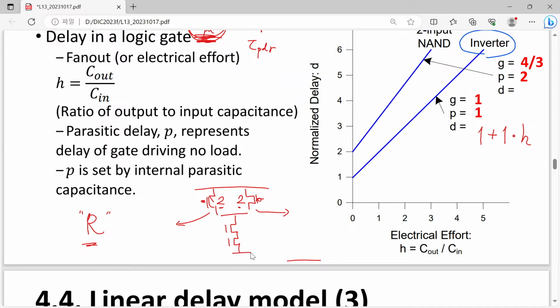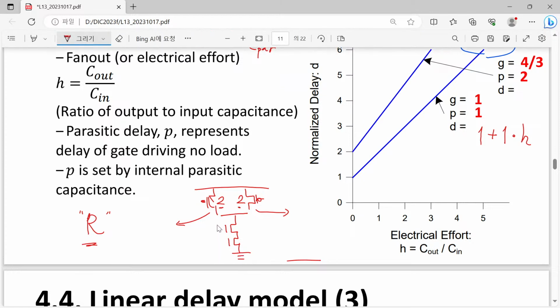Then how about our N MOSFET, the pull down network? In this case, the only case where its resistance is important is when this one is turned on and this one is also turned on. Then we want to have a resistance of R.